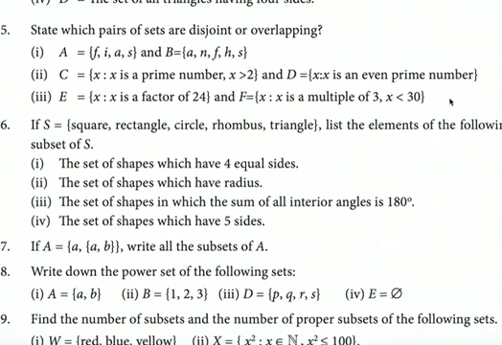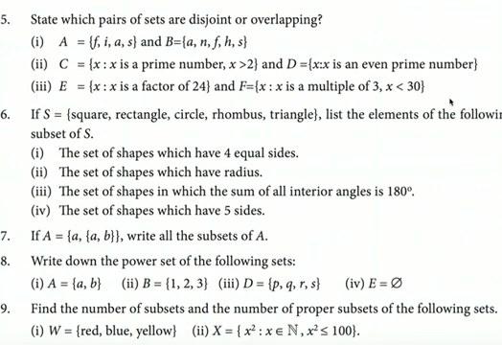Okay. State which pairs of sets are disjoint or overlapping. A is this, B is this. Only 2 elements are there. So these are overlapping. X is a prime number, X greater than 2. X is an even prime number. So these two are disjoint. Okay. There is no common element.